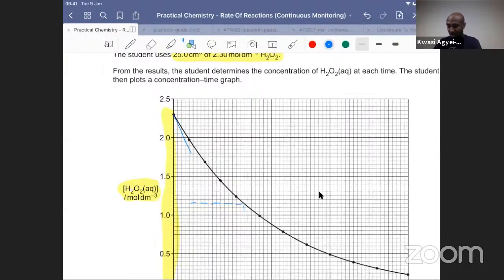Let's see if we can. I suspect I could maybe do a better job. Okay, so yeah, that looks pretty good. I'm going to use that tangent to obtain a gradient for the curve at t equals 0. Okay, so what have we got here? Oops, I didn't mean to do that. Let's see, there we go.